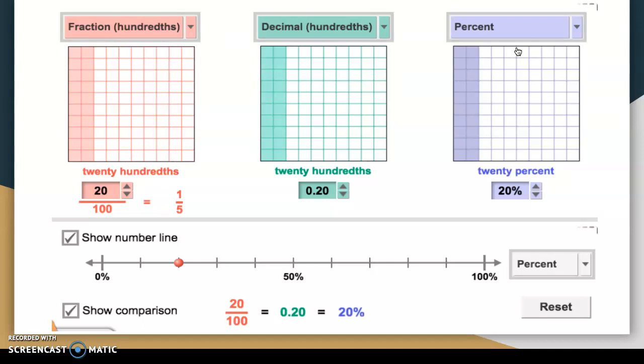Take a look at these three tables. In the first shape, the shape is divided into 100 equal parts and 20 out of those parts are shaded. That is 20 hundredths, which can be simplified as 1/5. In decimal form, that shows 20 hundredths. And as a percent, 20 out of 100, which is 20%. You can also see this relation on the number line below.